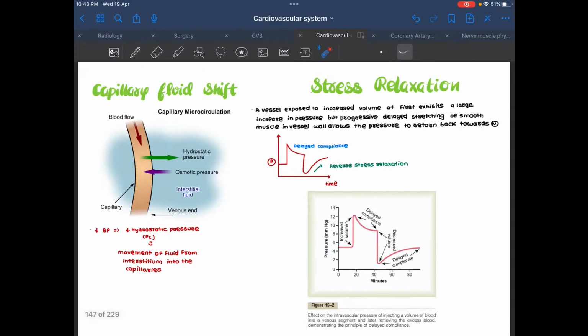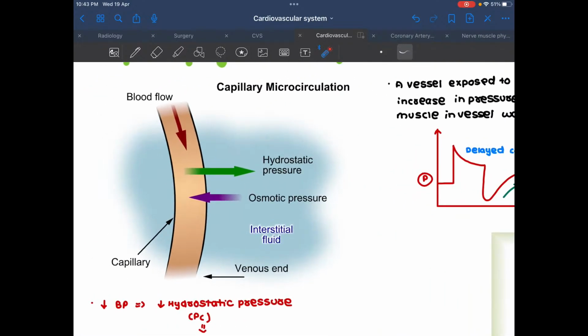Okay, all. Then we have the intermediate regulatory mechanisms. In that we have two. One is capillary fluid shift, which is very easy. What does it say? Whenever we have a decrease in the blood pressure, that's going to decrease your PC. What was PC? That is the hydrostatic pressure present in the capillary. Usually this hydrostatic pressure in the capillary was facilitating filtration. But now because the PC has decreased, we're going to have the opposite. The osmotic pressure is going to become more than the hydrostatic pressure.